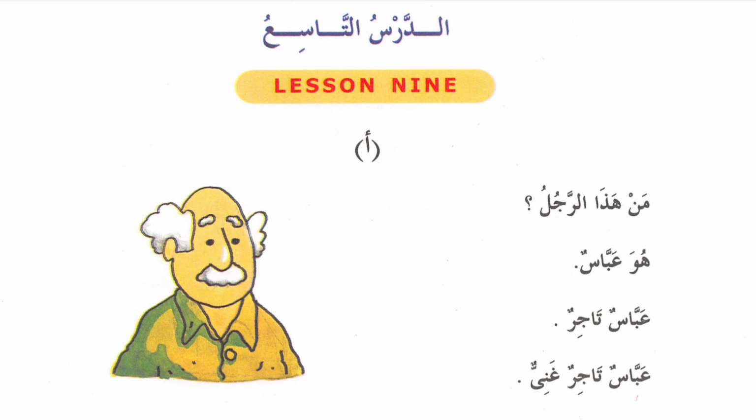Let's start. Man hadha rajul? Who is this man? Who? Abbas. He is Abbas. Abbasun tajir. Abbas is a merchant. Abbasun tajirun ghani. Abbas is a rich merchant.